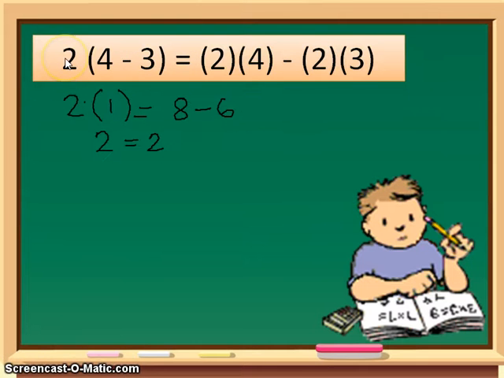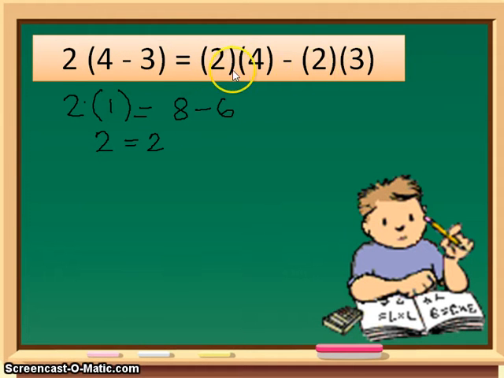Now if we are to multiply 2 to the difference of 4 and 3, that will give us 1. So 2 times 1 is equal to 2. Or multiply 2 and 4 here, minus 2 times 3. So that will be like this.